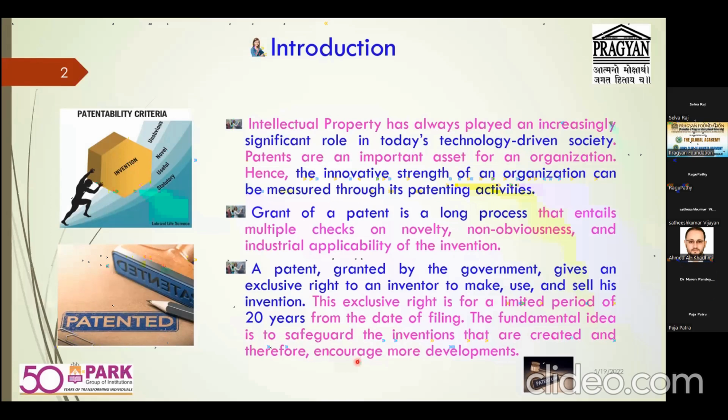So after 20 years, our idea, our invention, or my invention maybe vanishes. So this is very important. We can protect our inventions for 20 years. It's very, very important, and the fundamental idea is to safeguard our invention. This is the main important thing. So to safeguard our invention, the Indian government has set up some patent offices.